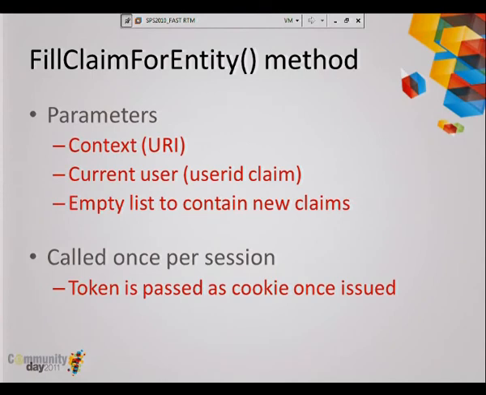So for the fill claims for entity method, first get back your context. You need that to actually get to the page. You get your current user. There again, the encoded ID thing, and just make sure that you do it like that. And you get an empty list wherein you're going to add your own new claims.